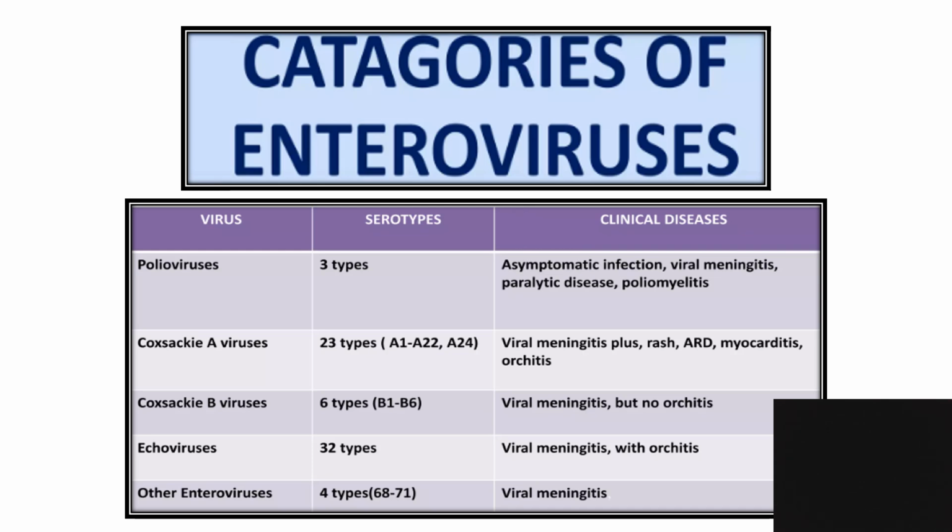Coxsackie A viruses have 23 serotypes. They are responsible for viral meningitis, body rash, and various other symptoms. What about B viruses? Coxsackie B viruses have six types, B1 to B6. They are also responsible mainly for meningitis. Echoviruses are broadly classified into 32 serotypes, causing viral meningitis with orchitis. Other enteroviruses are four types, 68 to 71, causing viral meningitis.